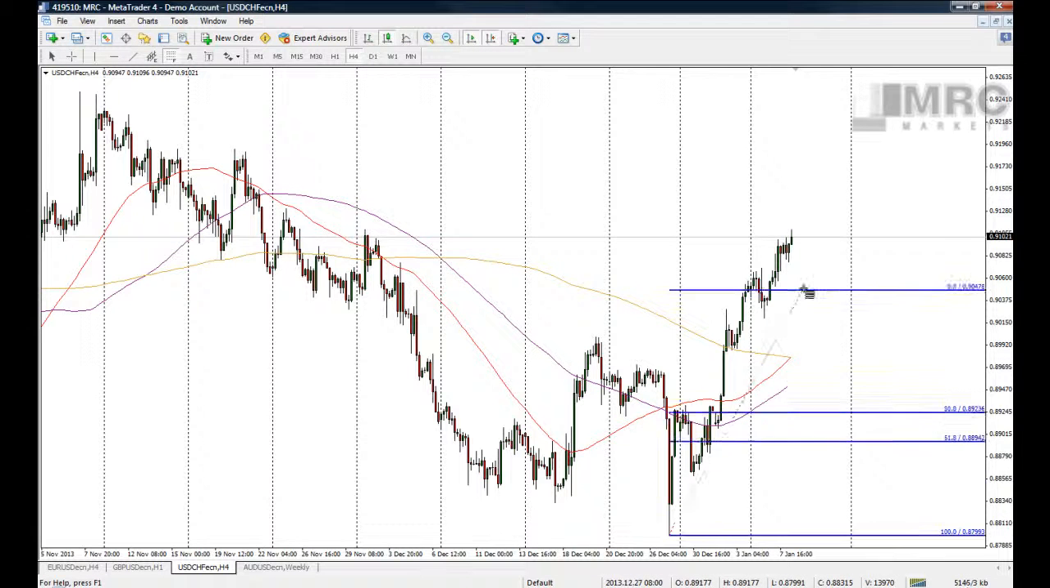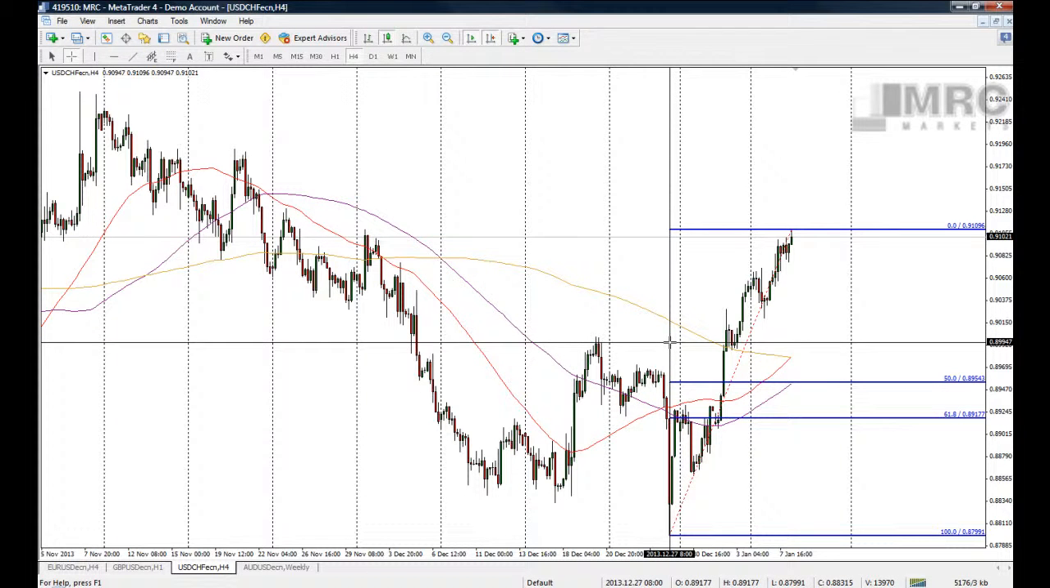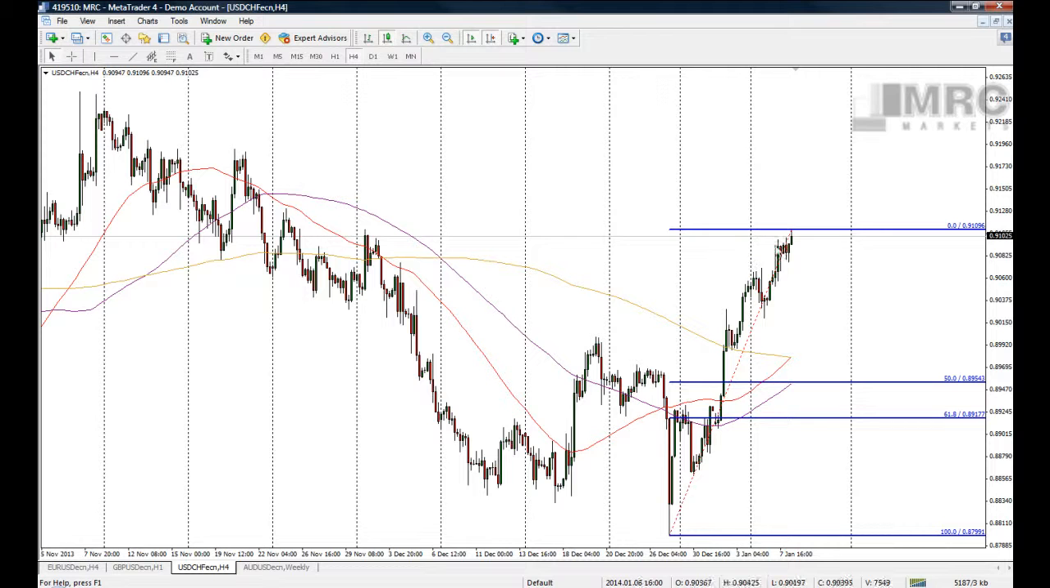In terms of the shorter term charts, the 4 hour, I personally think it will keep on grinding higher. If we do get a retracement, I'd personally be looking at this fib here on the 4 hour from the lows, the 26th of December. I think it's the 26th of December. Let's have a look. Yeah, the 27th of December lows to the current highs.